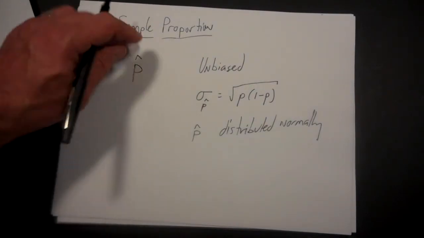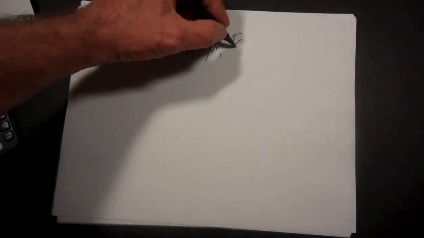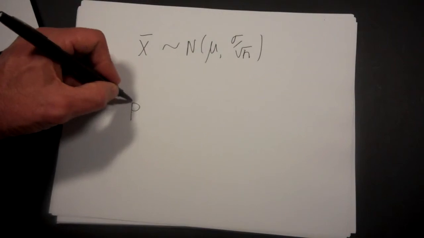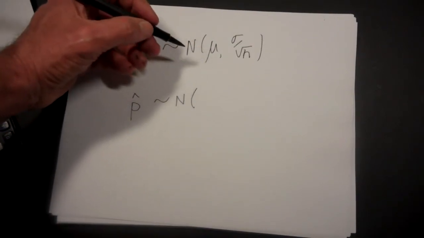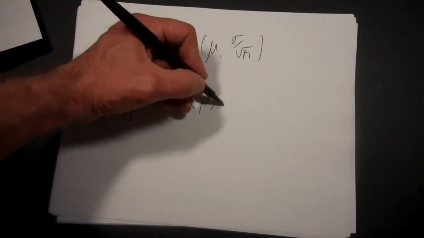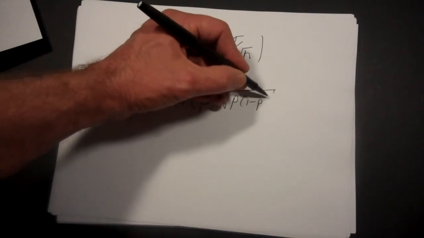The way we write that, and let's do the x bar and p hat together. So x bar is normally distributed with mean mu, standard deviation sigma over square root of n. And p hat will be normally distributed with mean p and standard deviation the square root of p times 1 minus p.